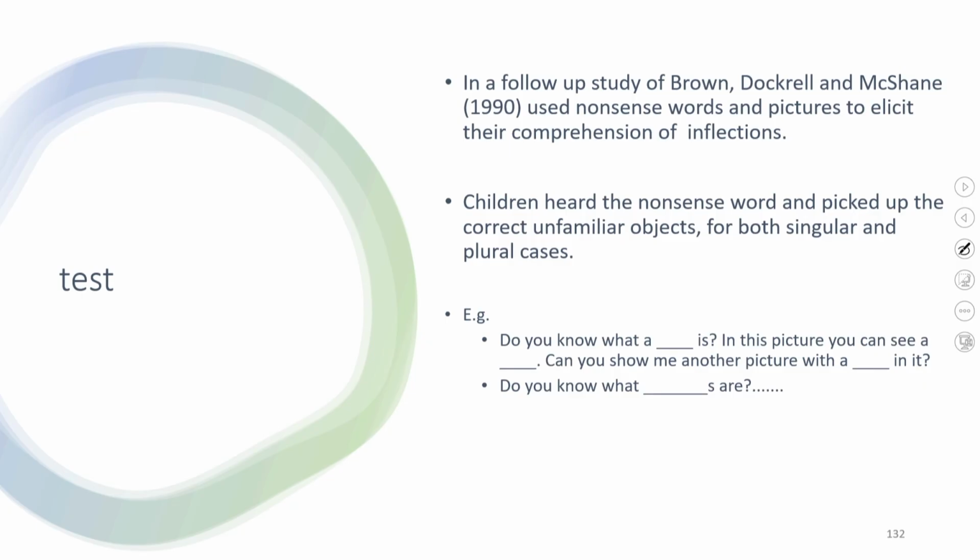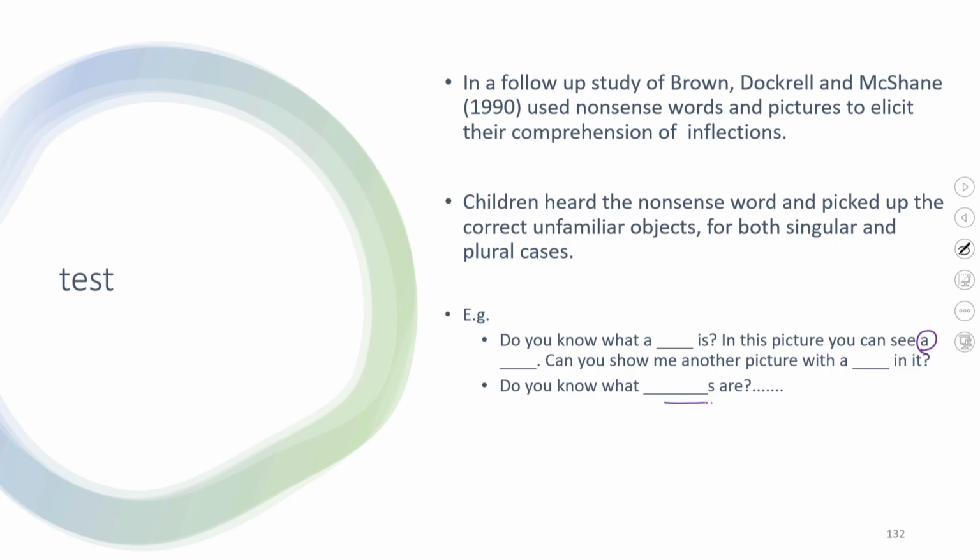These are some examples of the stimuli that were used. So, do you know what a dash is? This dash could be any of those nonsense words. Then, in this picture, they are familiarizing the child with this kind of term and then asking, can you show me another picture with a dash in it? Now the child has to figure out that this word with an inflection refers to a noun, it is not a verb that we are talking about. Similarly, for plural markers as well.